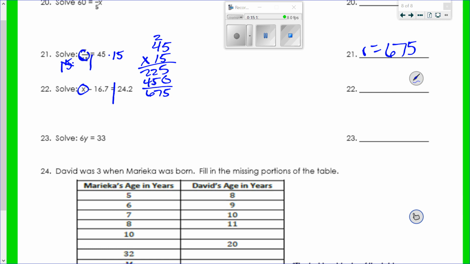The opposite of subtracting 16 and 7/10 would be adding 16 and 7/10. Remember to line up your decimal places to add or subtract. Gives me 9, 10, 4. X equals 40 and 9/10.